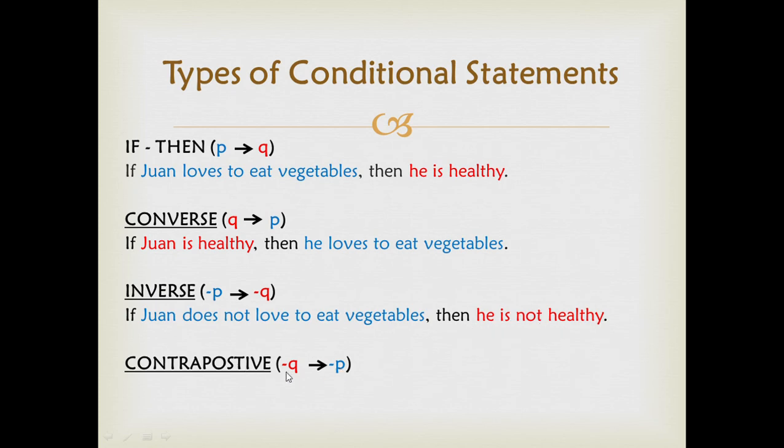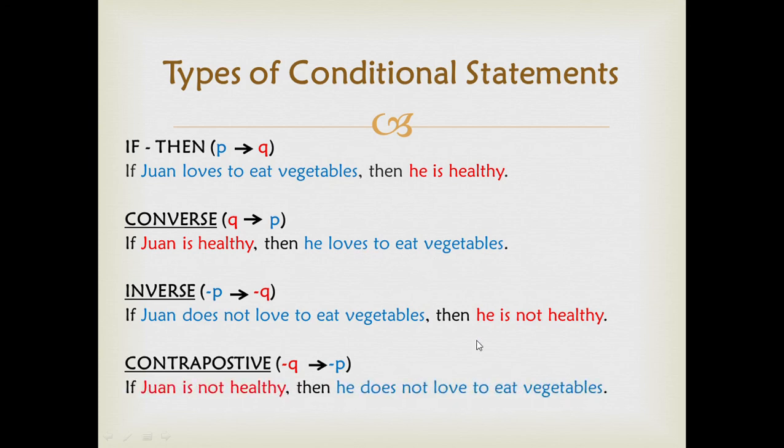For contrapositive, just look at the converse. We negate the red and we negate the blue. So, that will be, if one is not healthy, then he does not love to eat vegetables. So, when we use "does", the verb goes back to its base form. So, those are the three types of conditional statements.